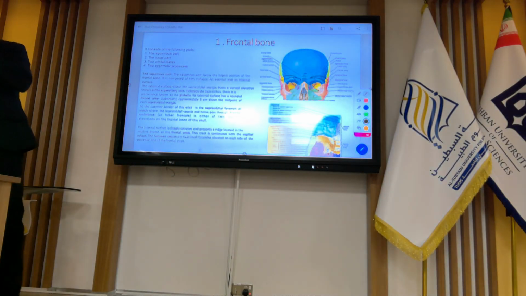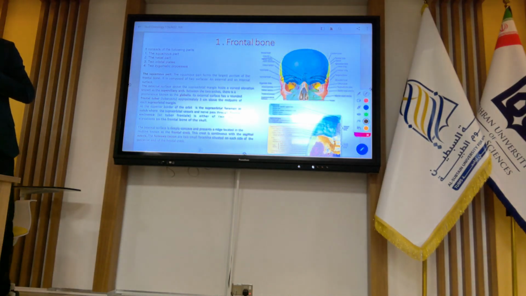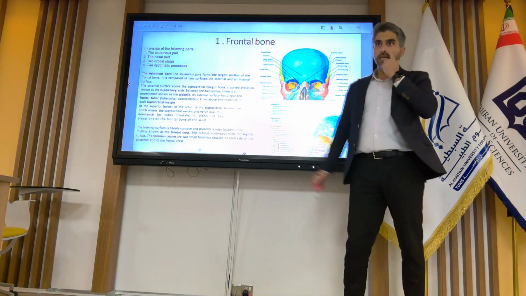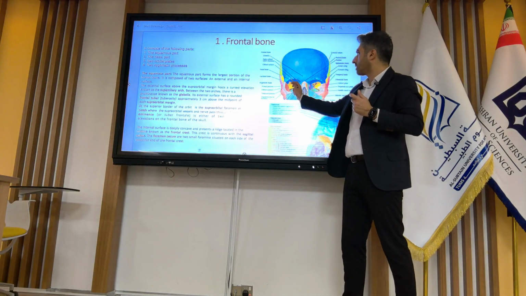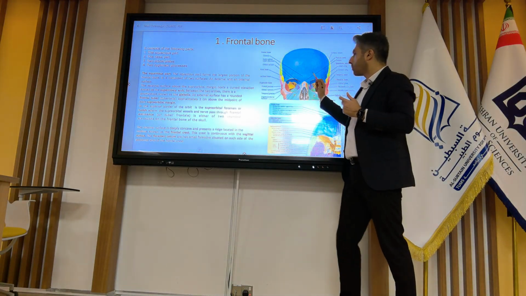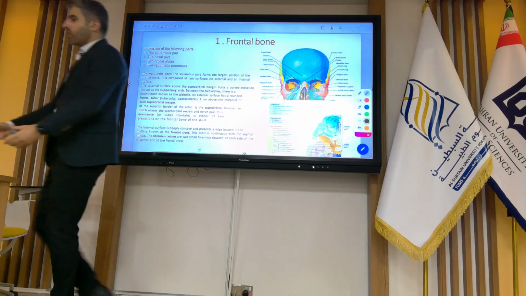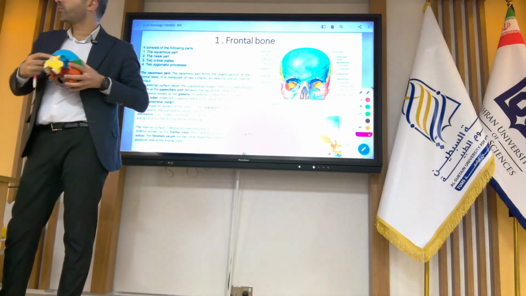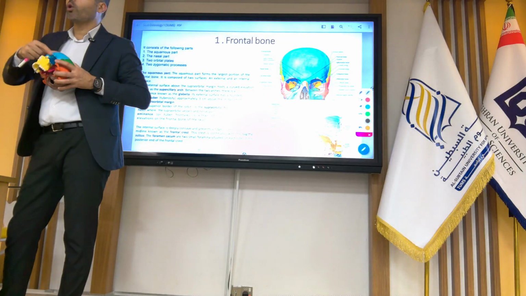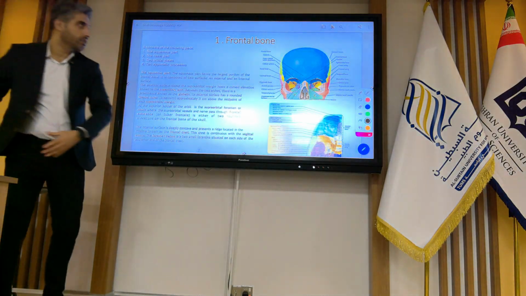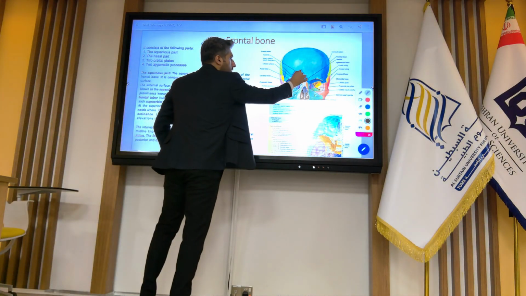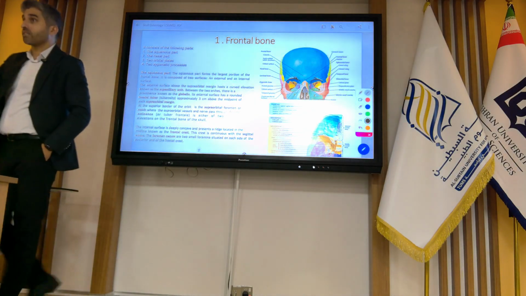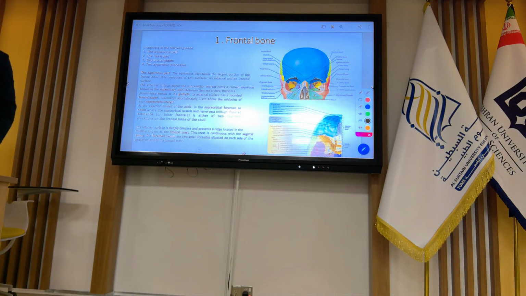Also, this arch has a border. We say supraorbital margin here. Look at this one. Supraorbital margin. The supraorbital margin has a foramen, the supraorbital foramen.